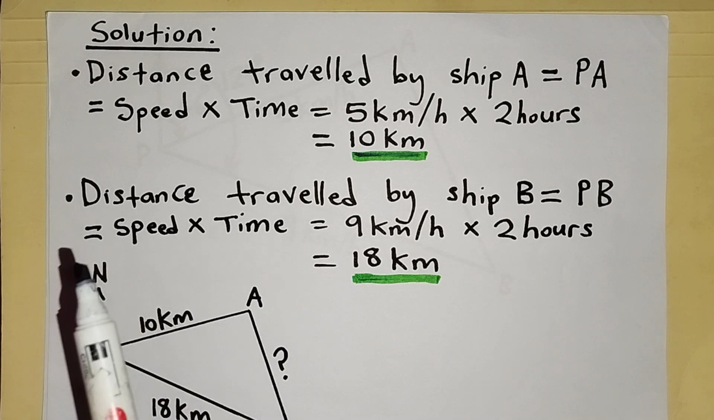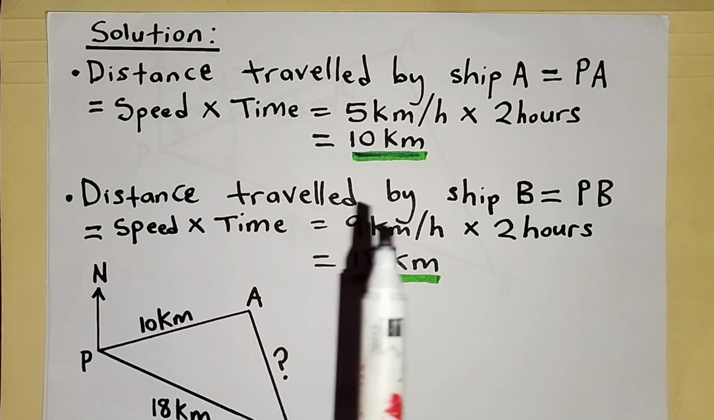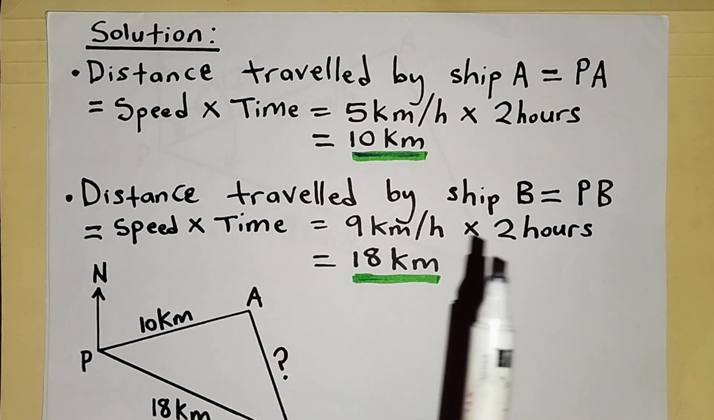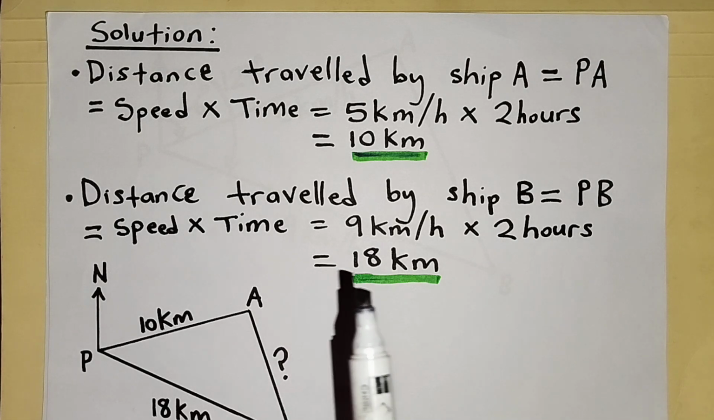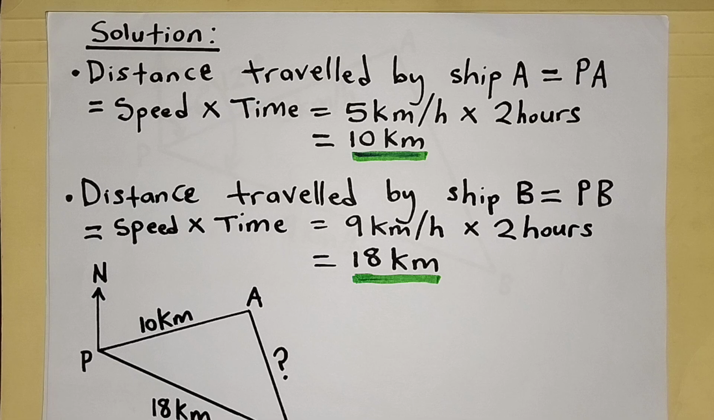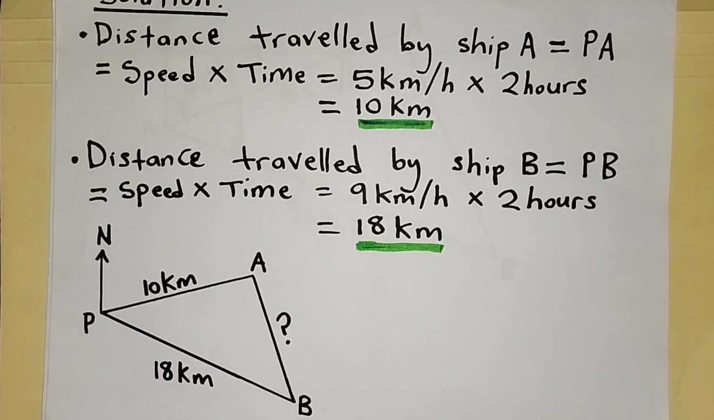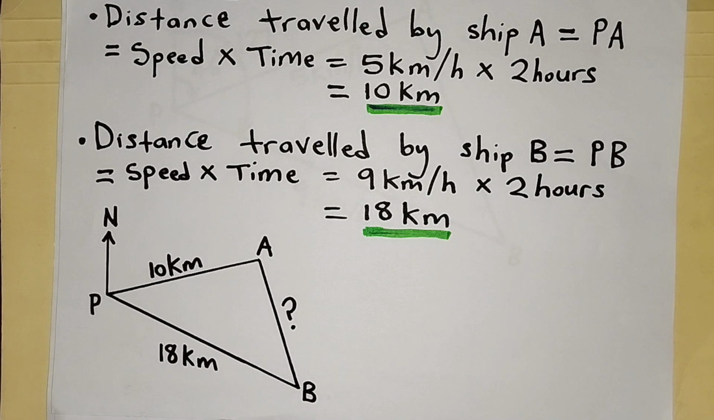Ship B, the distance of ship B, speed times time: the speed of ship B was 9 kilometers per hour and the time was 2 hours. If you multiply the speed by the time, we get our distance. Ship B traveled 18 kilometers in 2 hours. That's PB. So I'm going to use this diagram to illustrate what we have just calculated. PA is the distance covered by ship A in 2 hours at 5 kilometers per hour, and PB is the distance covered by ship B at 9 kilometers per hour after 2 hours.